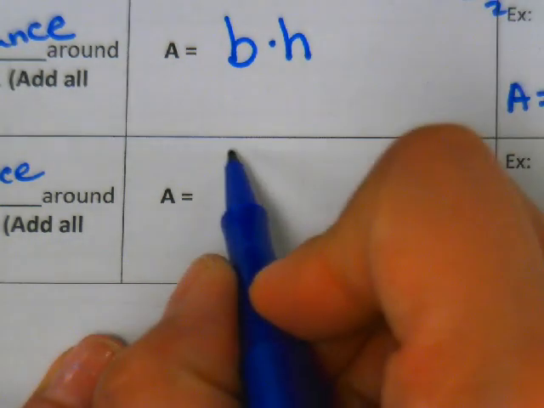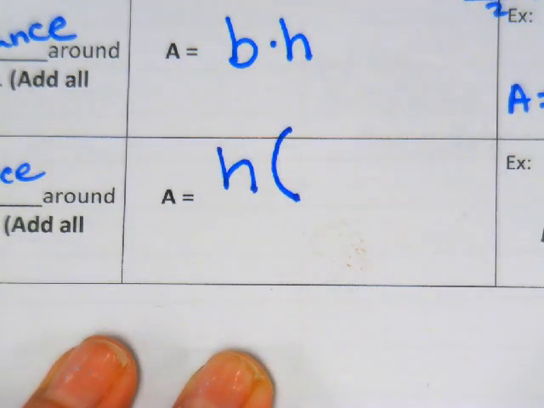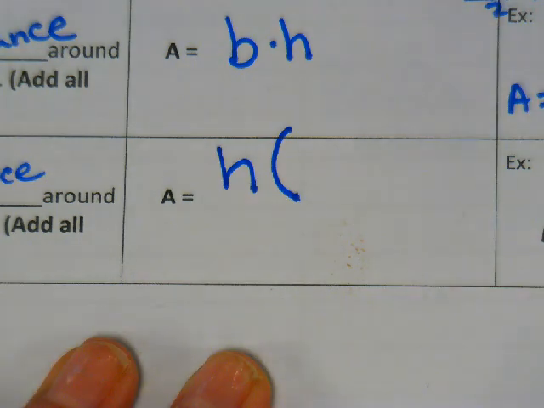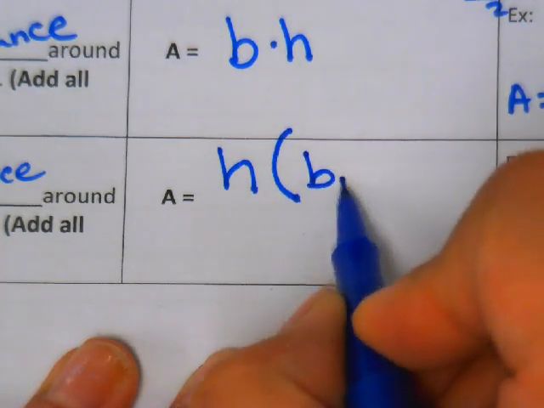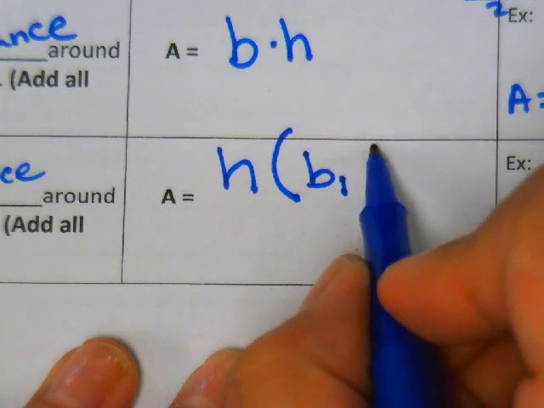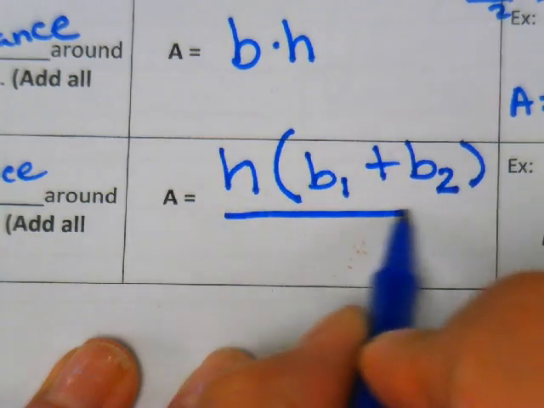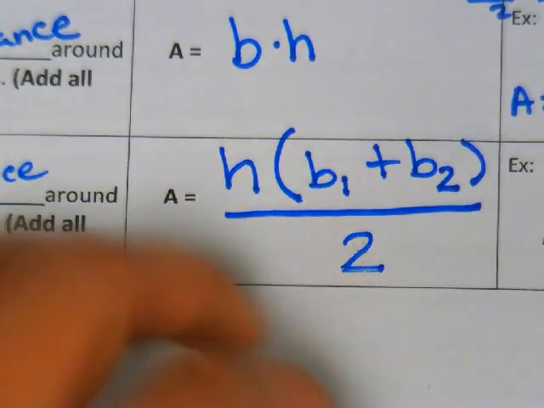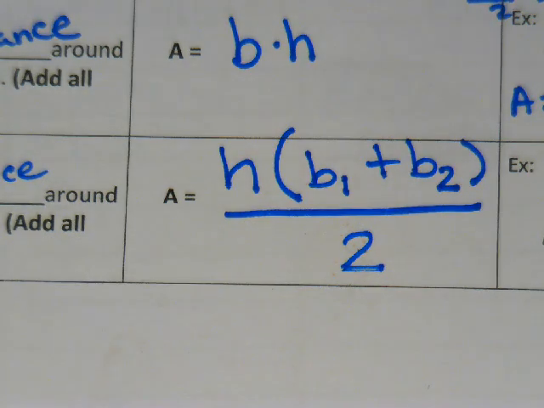Okay, area equals height, parentheses. What? There's parentheses? It should be base 1, because there's 2 bases, plus base 2, all divided by the number 2. All right? And this is why this box is so big, because of this formula.